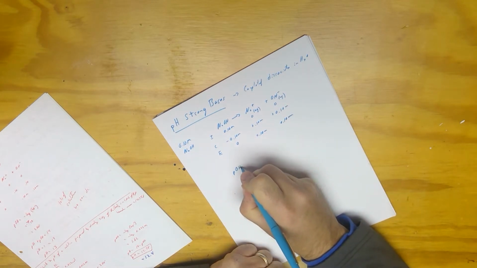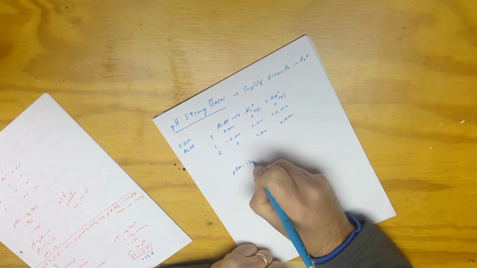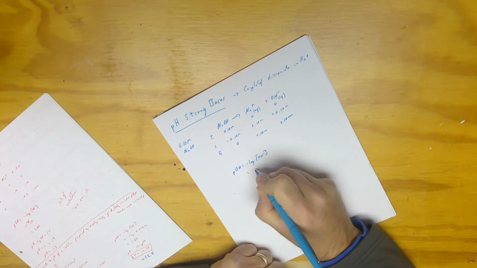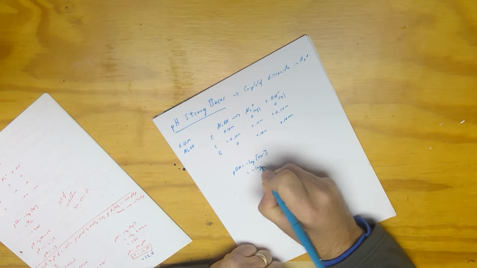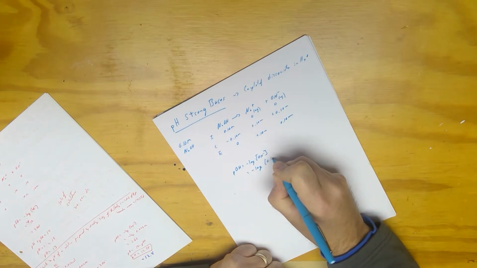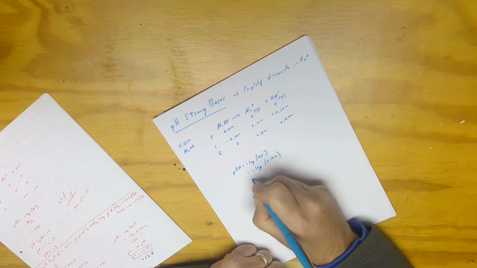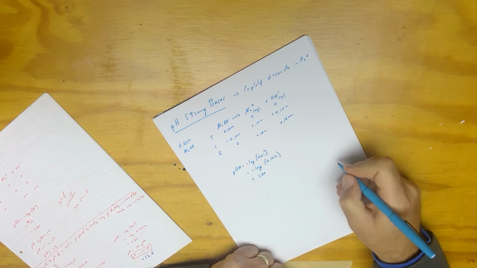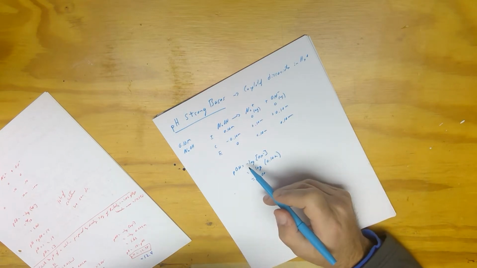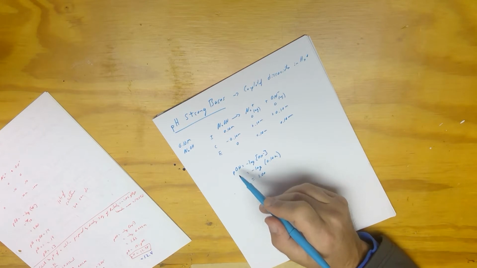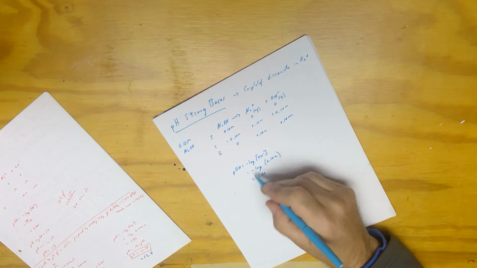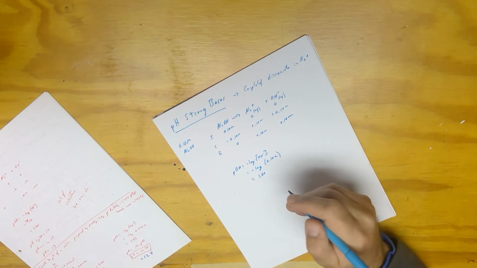My pOH is equal to the negative log of the concentration of OH minus. So my pOH is equal to the negative log of 0.10 molar. And we end up with a pOH of 1.00. Now, we really don't work in pOH concentrations very often. We work in H plus concentrations. So generally what you'll have to do is you'll have to calculate the pH from this, right?